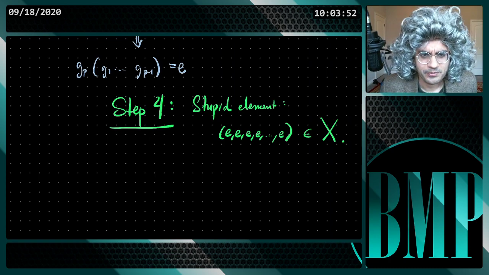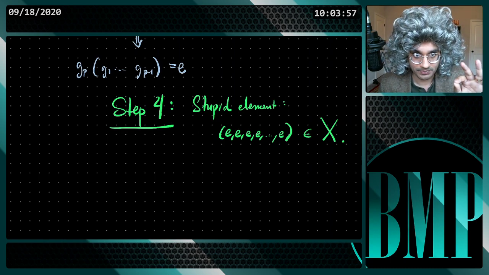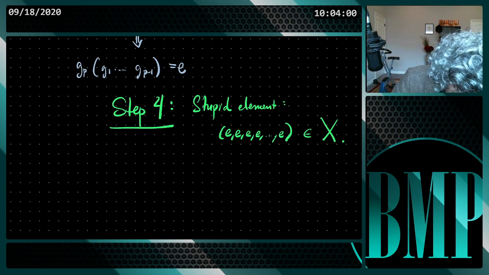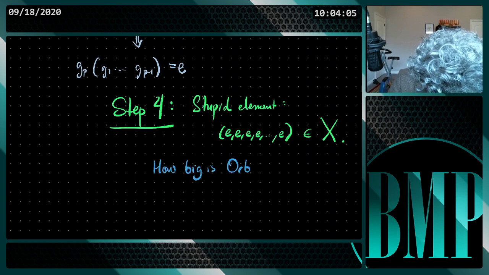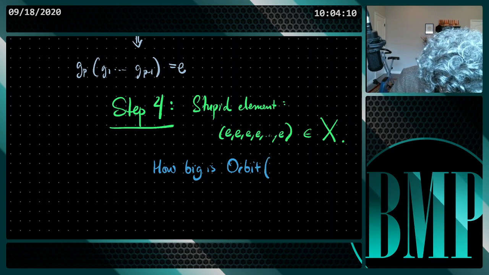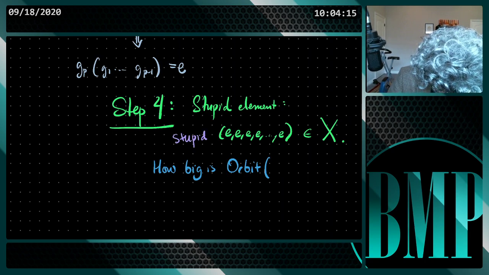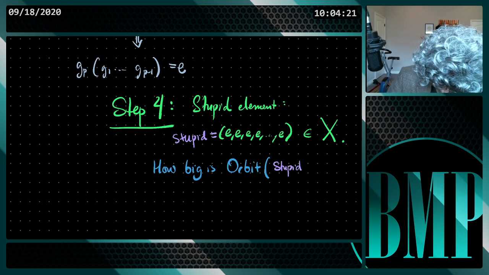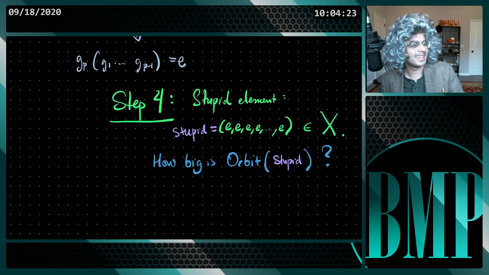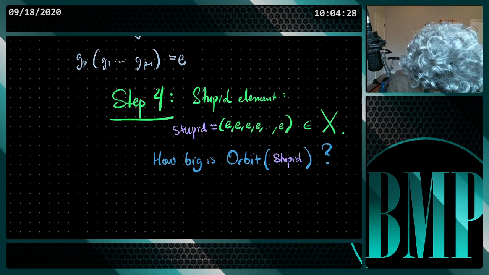Look at this element. How big is the orbit of that element? How big is the orbit of this element? The orbit of stupid. This is called stupid. How big is the orbit of stupid? Size 1. Answer.